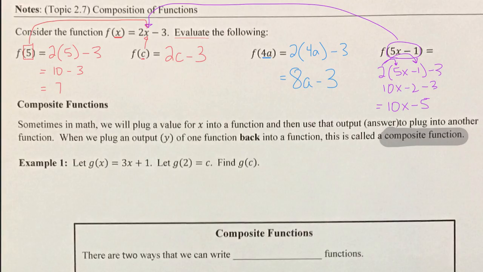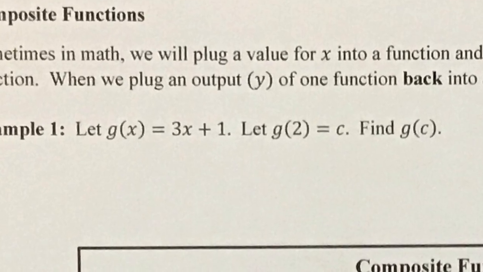Okay, so let's do this one. This one is a pretty good problem. This is an AP style problem. We're given a function g of x equals 3x plus 1, and then whatever g of 2 is, we're going to call that c, some other letter. And then we're going to figure out what g of c is. This is the most confusing way of writing this kind of stuff, so let's just do it one part at a time.